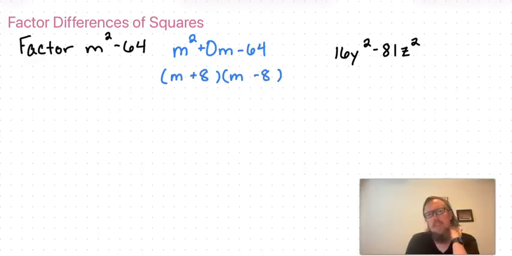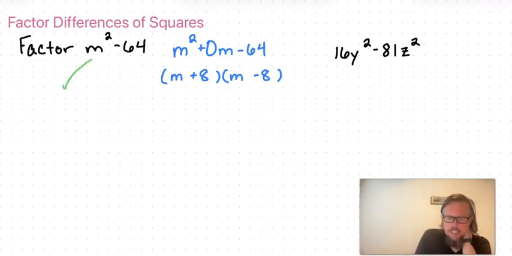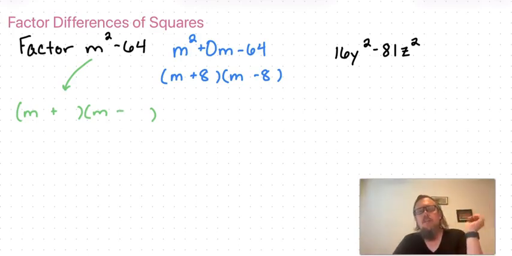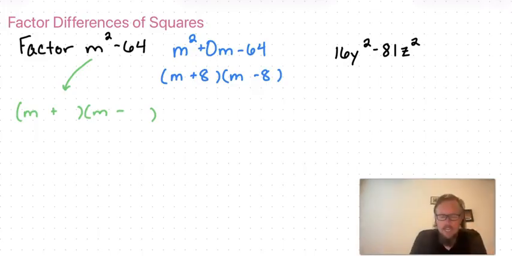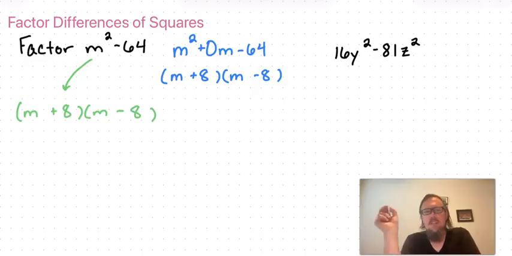So there's the answer. But there's a shortcut to doing this if they are both perfect squares. Since I know that the last number is a negative, I know that I'm going to have one set of parentheses that's plus and one that's minus. I know both sets of parentheses have to start with m because I've got m squared. And then the square root of 64 is 8, so I know it's going to be plus 8 minus 8. And so I can just go straight to the answer.